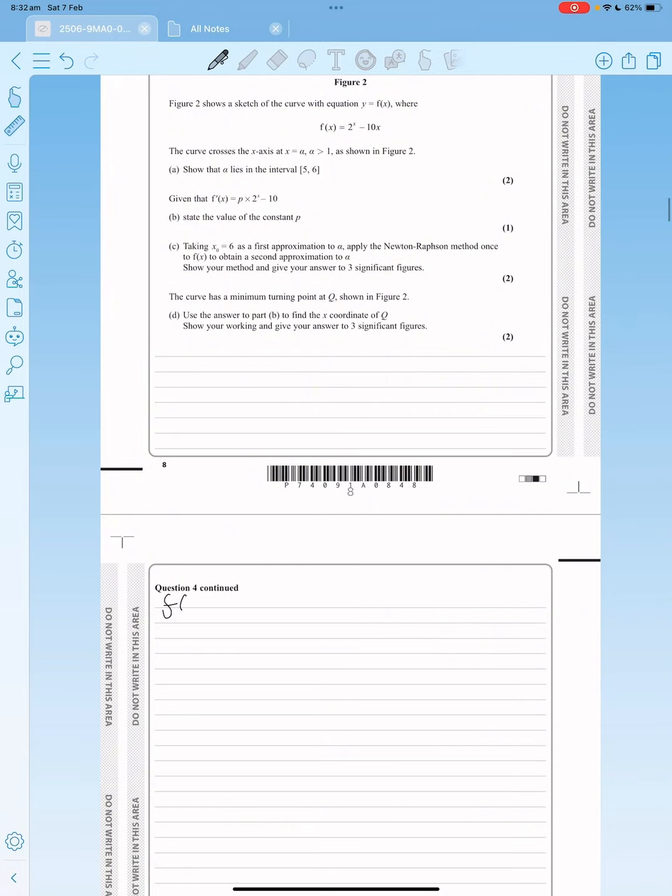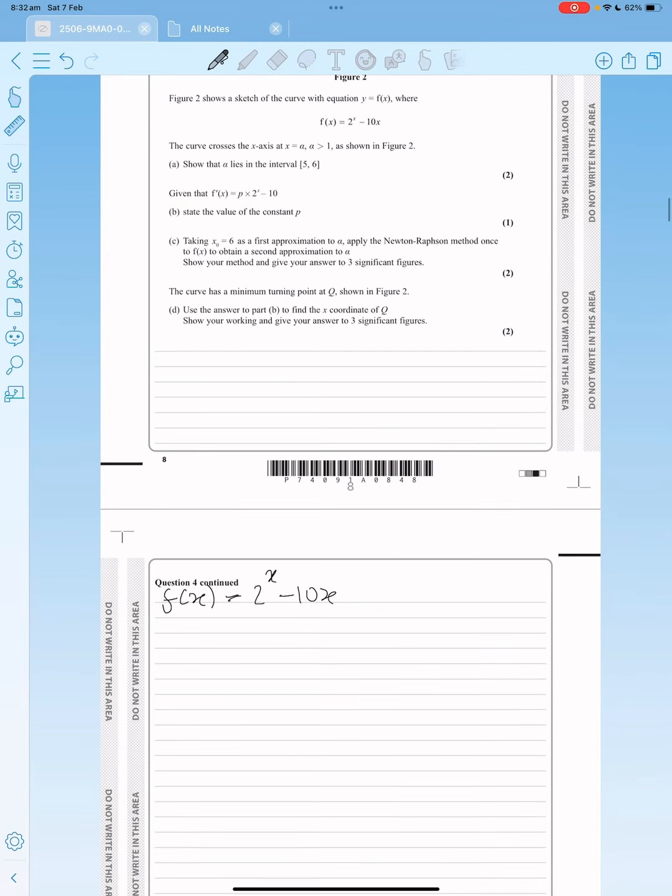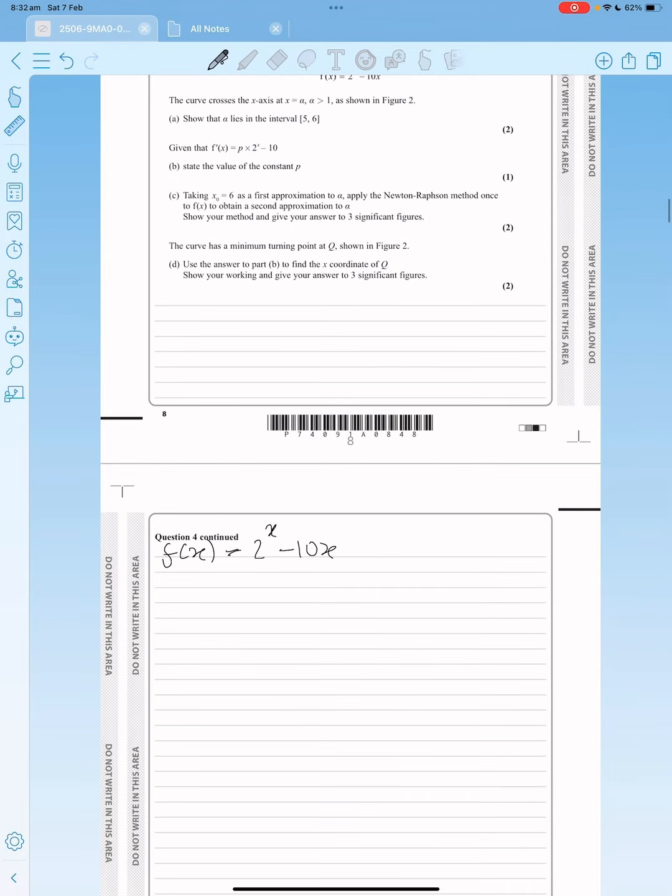So you have your f of x to be 2 to the power of x minus 10x, and you want to show that alpha lies in the interval. So you would do f of 5, which is 2 to the power of 5 minus 10 times 5, which is minus 18, and then you would do f of 6, which would be 2 to the power of 6 minus 10 times 6, which would be plus 4.